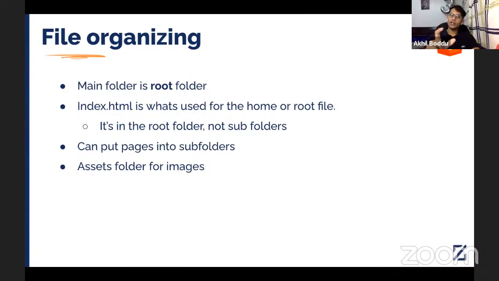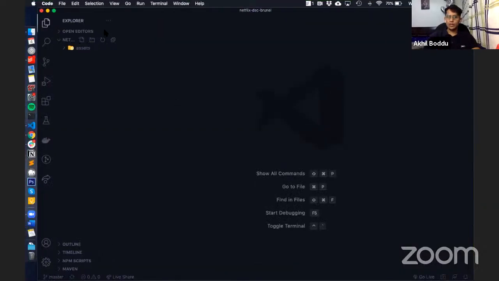Normally, the main folder is known as the root folder, okay? Index.html is what's used for the home or the root file, okay? Now, when I say root folder, don't get confused. Opening, for example, the folder I downloaded over here is called Netflix DSC Brunel master. For you guys, it's going to be called master. For me, it's just called Brunel. And this folder is basically the root folder, okay? So it's nothing fancy. Root folder means that this is where all the files will be added.